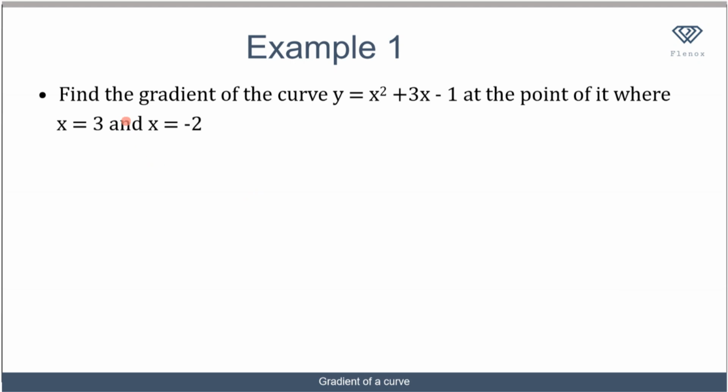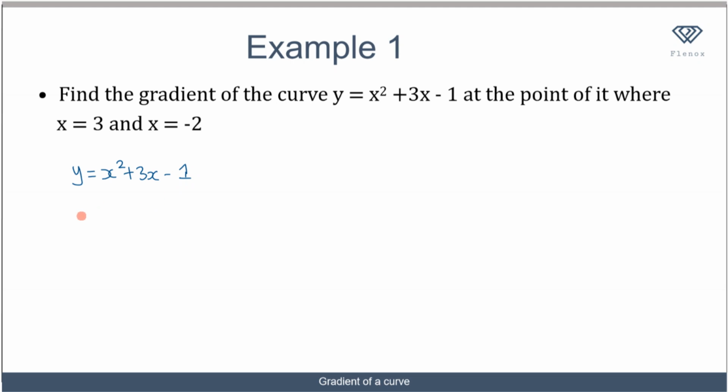So here we are told to find the gradient of the curve y = x^2 + 3x - 1 at the points where x = 3 and x = -2. So we have a curve given by this function, and we are told to find the gradient when x is 3 and when x is -2. The first thing we want to do is find the gradient function. We'll find the gradient function by differentiating the equation of the curve. So again, this is the equation of the curve.